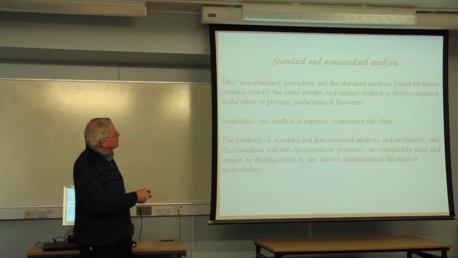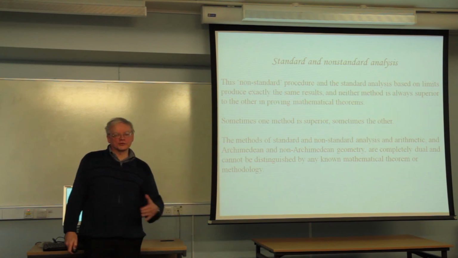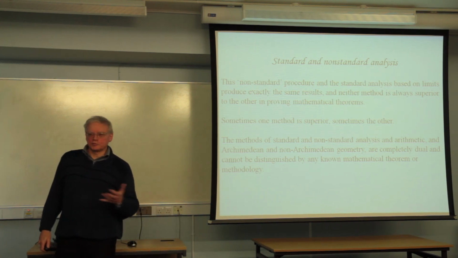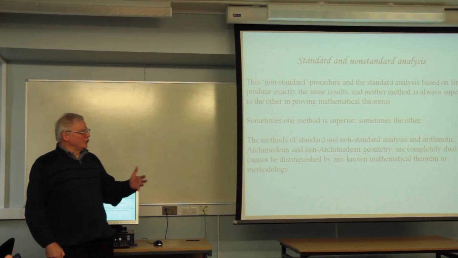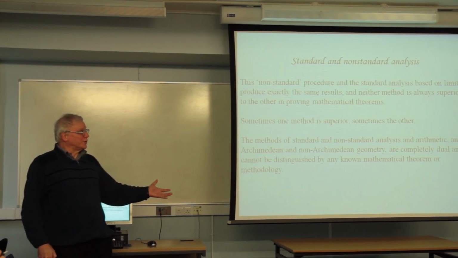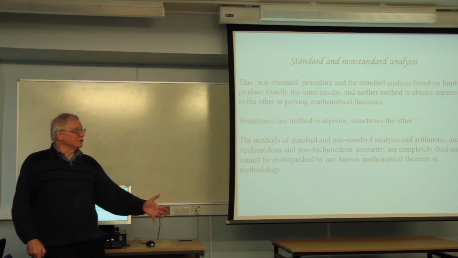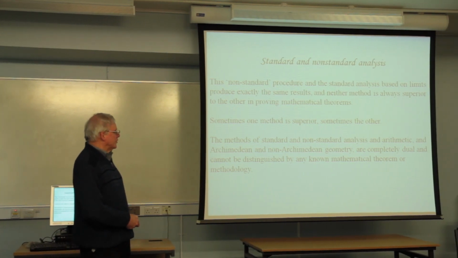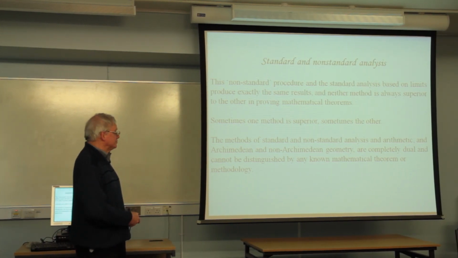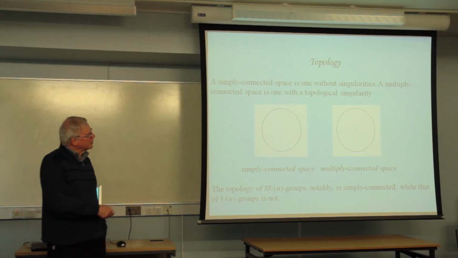This non-standard procedure and the standard procedure are exactly the same in results. Each produces the same number of theorems, same proofs. They're not identical proofs, but they're equivalent. And also, you can't tell which is going to be the easier method to use. It could be one or the other. It's arbitrary. We don't know until we've done it. You can't tell in advance. So neither is superior to the other. They're completely dual, in fact. So that will be an important point I need. I need that very much.